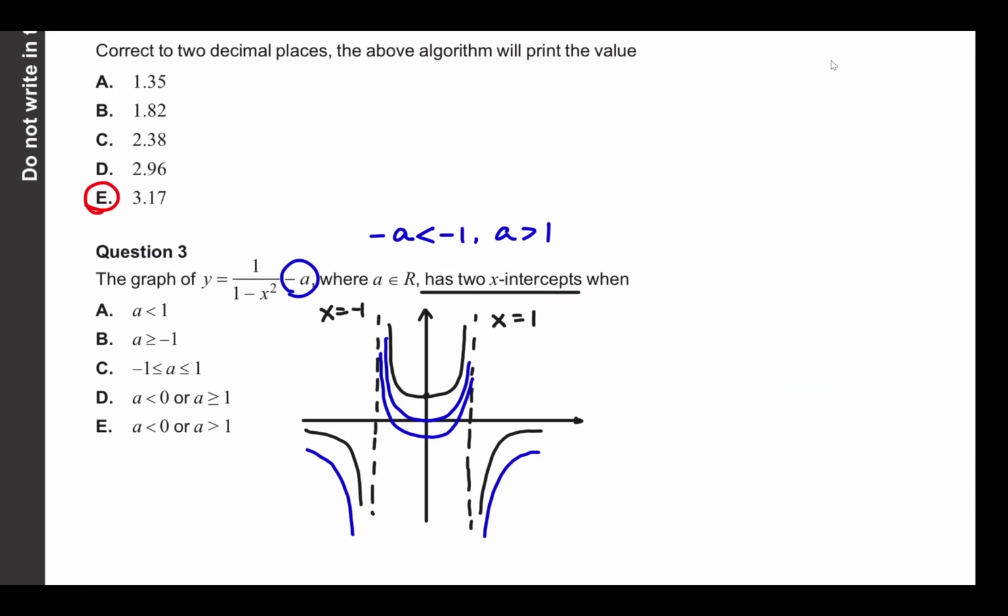Also consider the other direction. Let's say if we shift this up, just a tiny little bit, we'll be able to get the two outer branches to cut through the x-axis, which means you could get minus a greater than 0. So a is actually less than 0, okay? Therefore, I would choose option E.